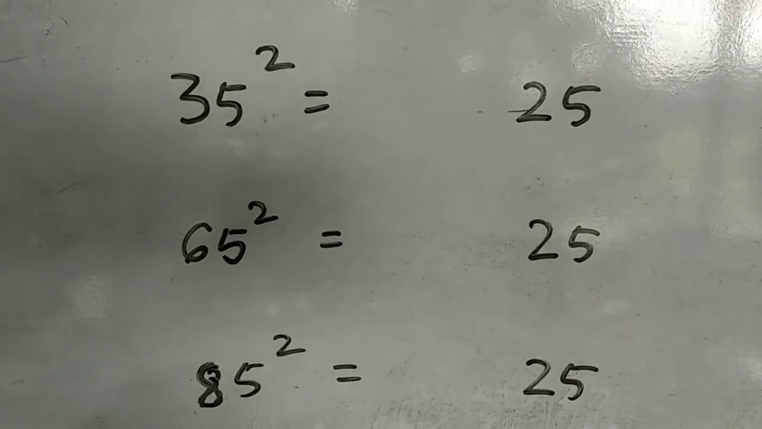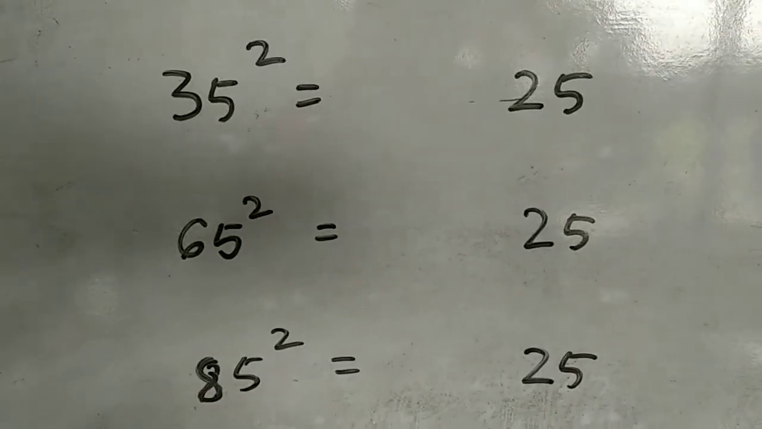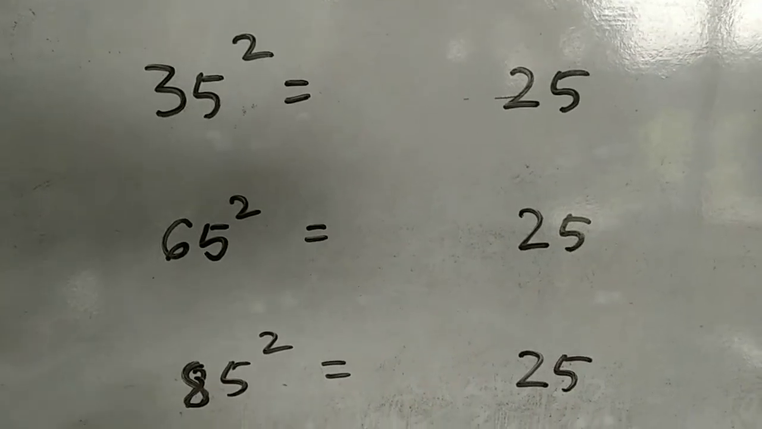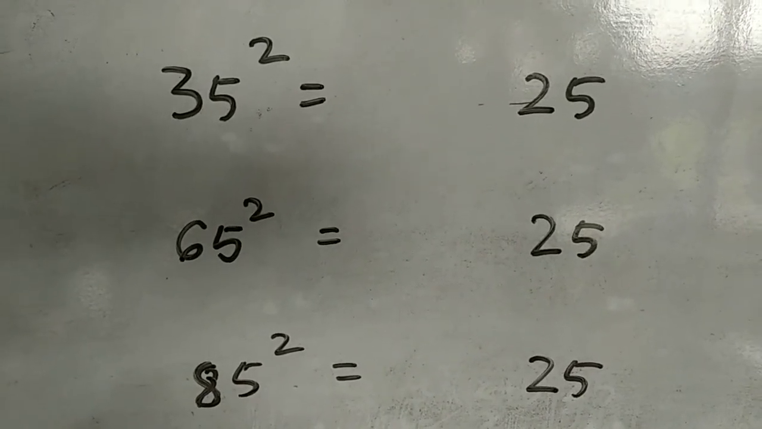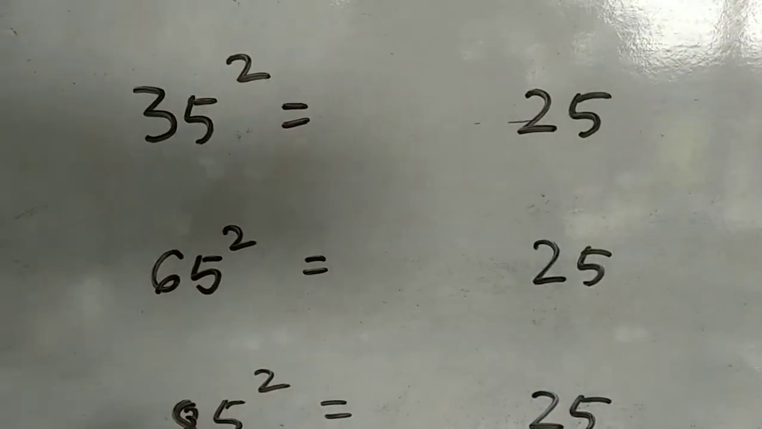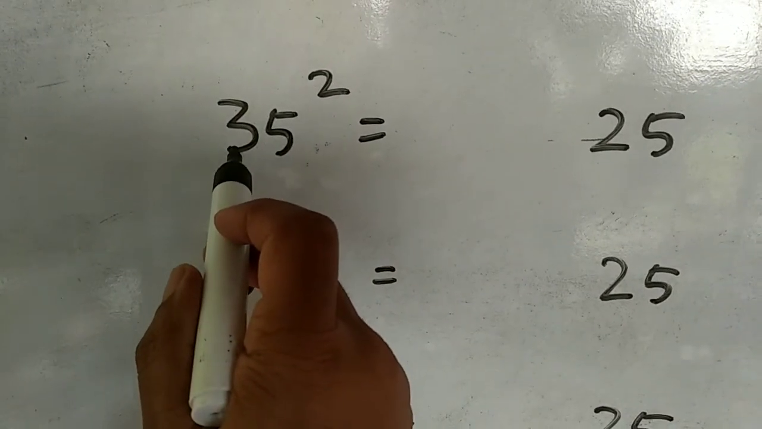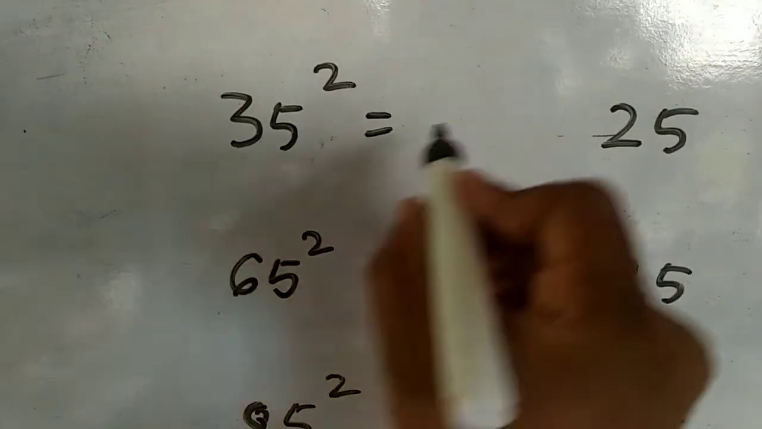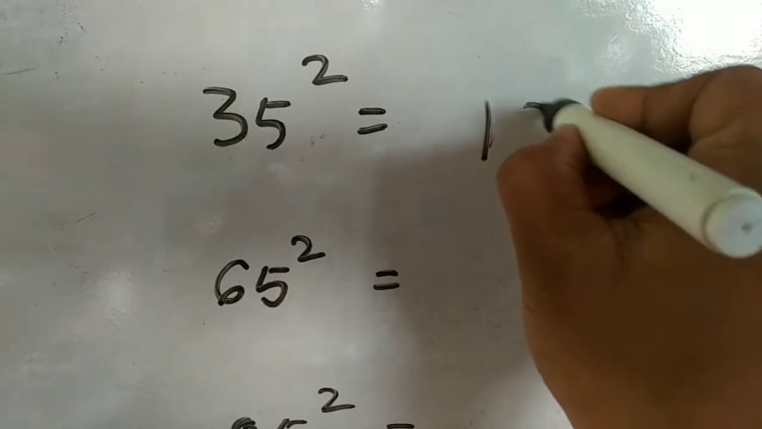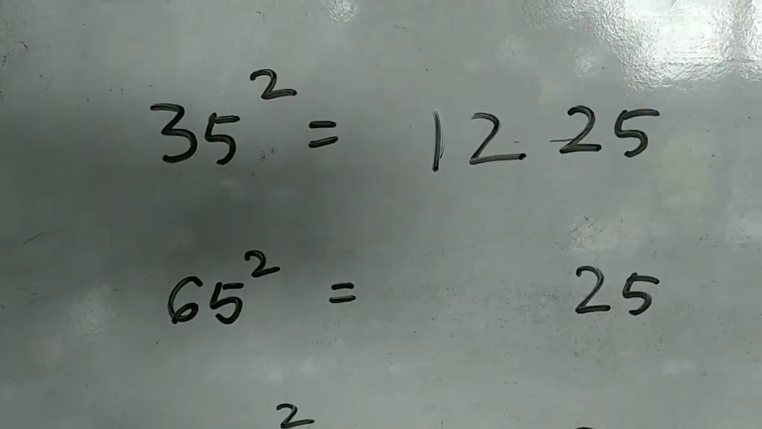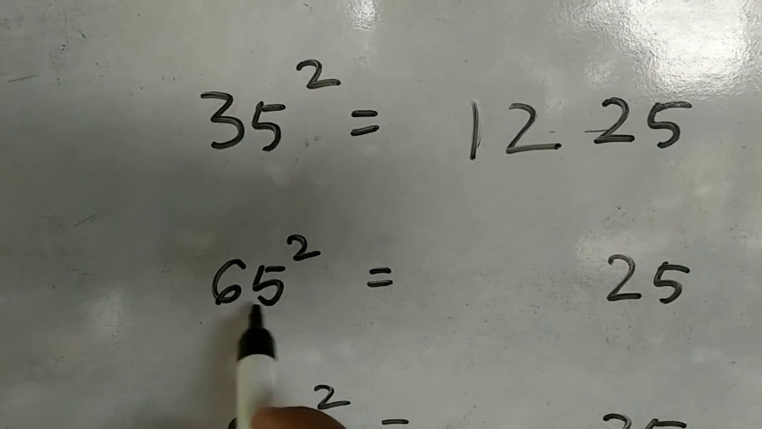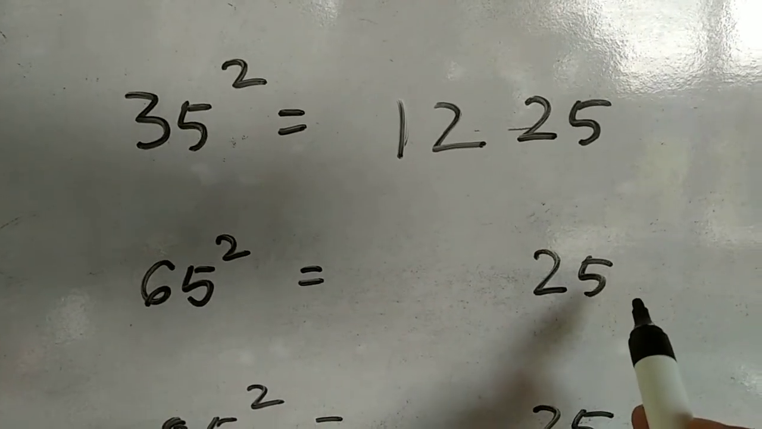You might have seen this trick of computing a square of a number ending with 5. For example, 35 square. Last two digits will be 25. You multiply 3 with the next number 4, we will get 12. So this is 1225.